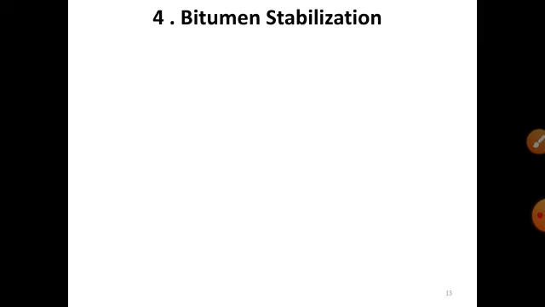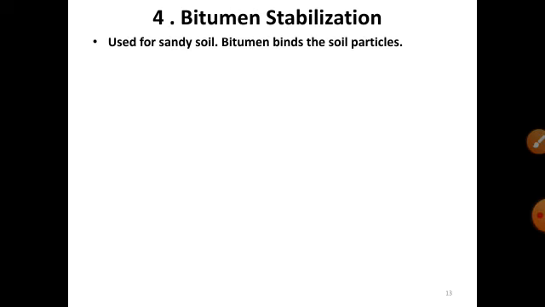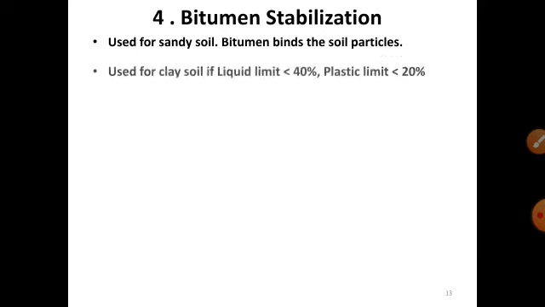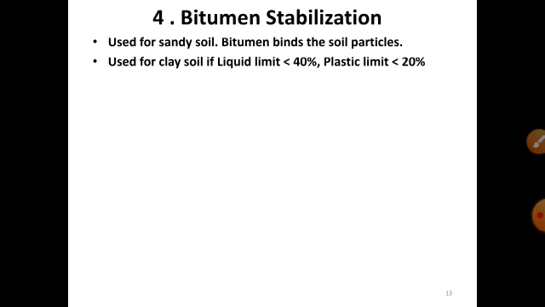Fourth method is bitumen stabilization. This method is used for sandy soils. Bitumen binds the soil particles. This method is also used for clay soil if liquid limit of soil is less than 40% and plastic limit is less than 20%.